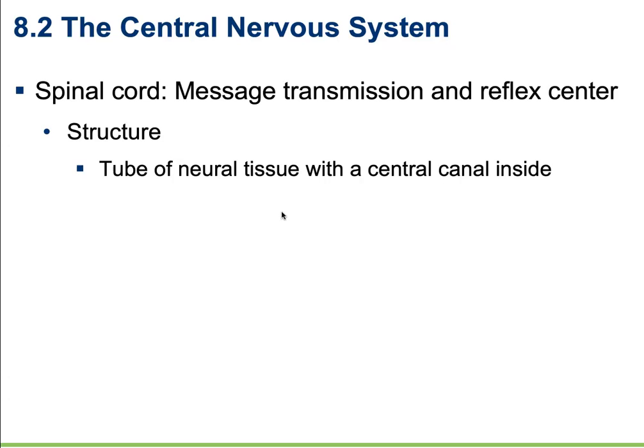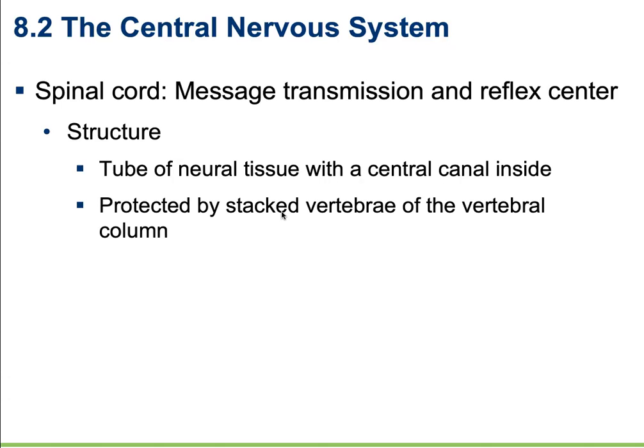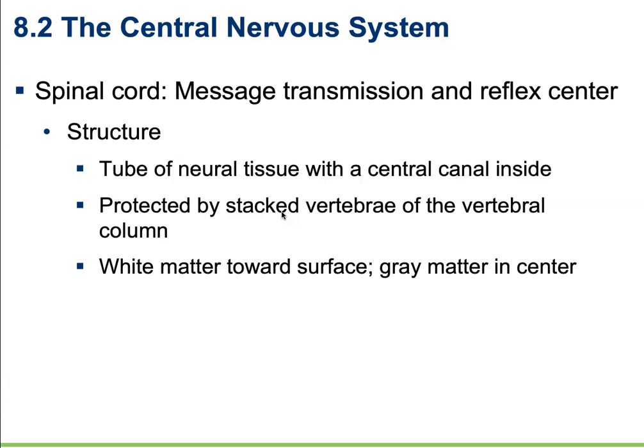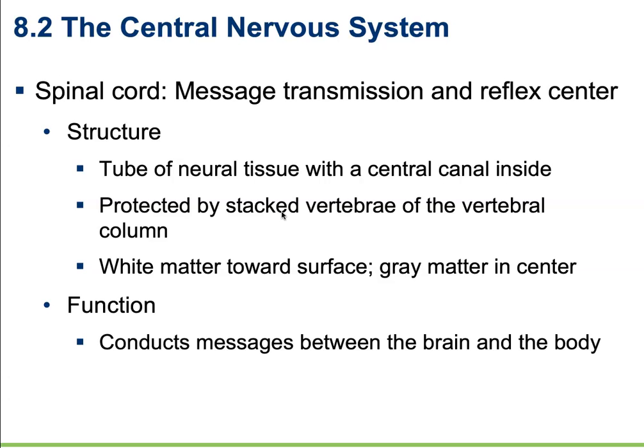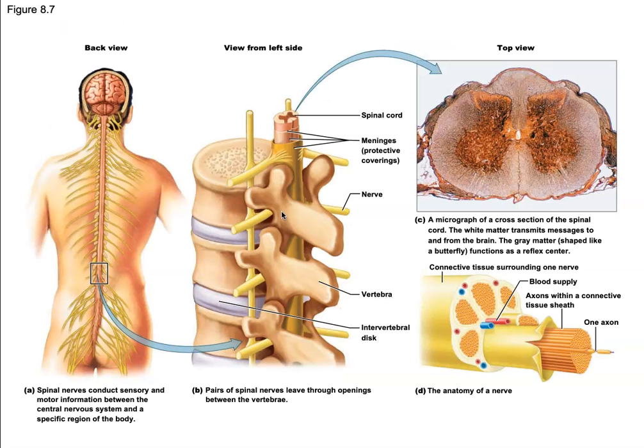So as such, this structure is very important. It has to be protected by the vertebral column, which runs from the brainstem down to the bottom of the rib cage. So its structure is going to be a tube of neural tissue packed within a central canal, protected by a stack of vertebrae on the vertebral column. The white matter is going to be towards the surface, the gray matter is going to be in the center, and its primary function is going to be to conduct messages between the brain and the body. And as I said, it serves as a reflex center. So here is just a diagram of what that looks like. We have our spinal cord wrapped inside our vertebral column, running down the length of the spine.